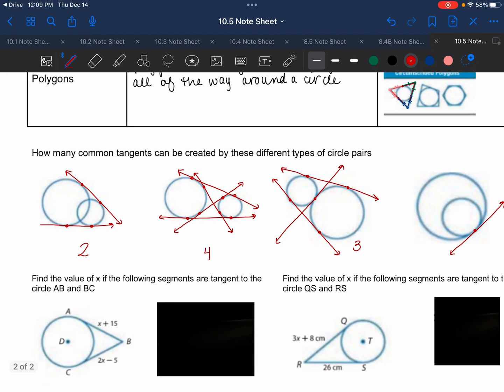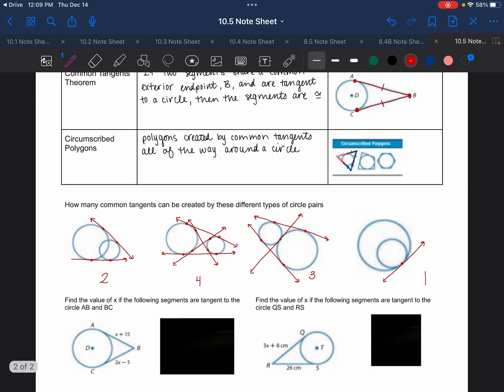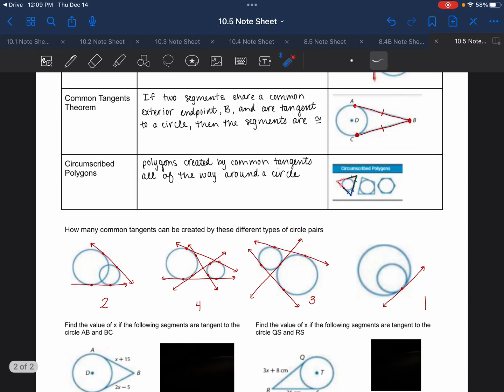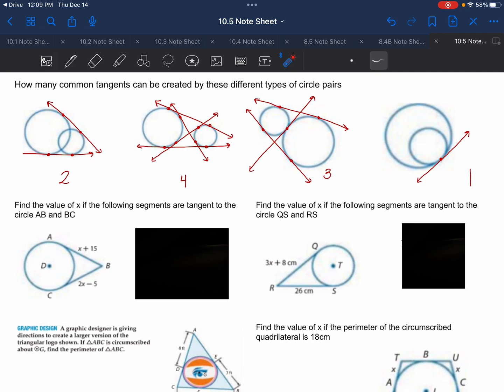All right. These next 2, I want you to try on your own. These 2 are using the common tangents theorem. If 2 segments share a common exterior endpoint and they are tangent to a circle, then the segments are congruent. So if you look at both of these, you are told to find the value of x if the following segments are tangent to the circle.